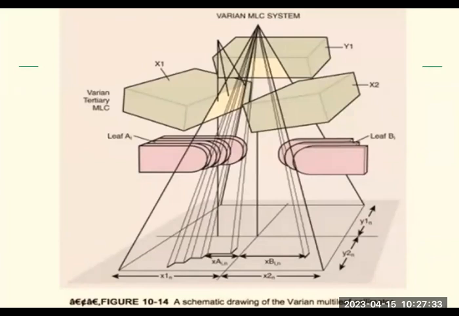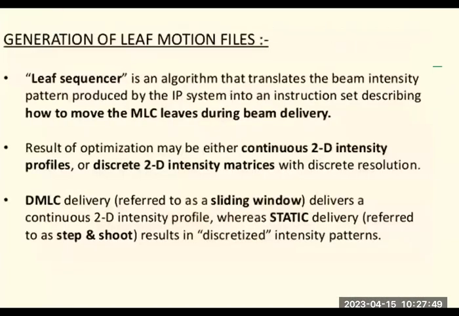leaves. You can have motors, levers and gears. Different motors are used, such as stepper motors. Several motors are used to control the operation of these devices. So it is completely programmable. That is how the motion of the leaf is controlled. The leaf sequencer is an algorithm that translates the beam intensity pattern produced by the IP system into an instruction set describing how to move the MLC leaves during beam delivery.